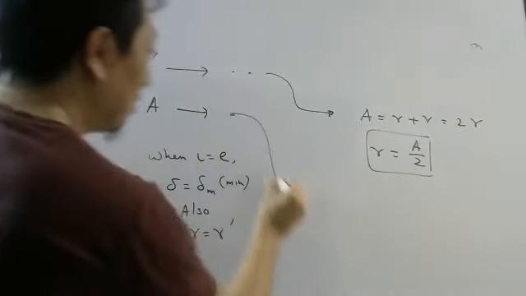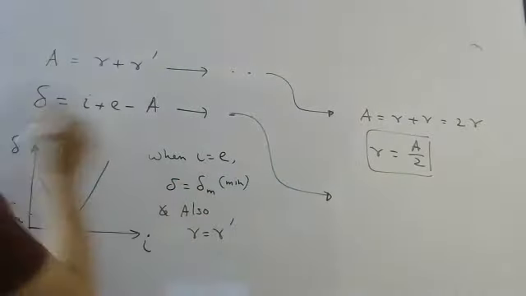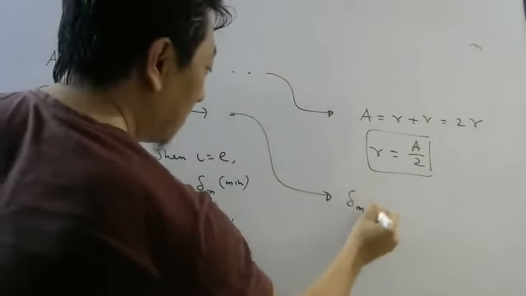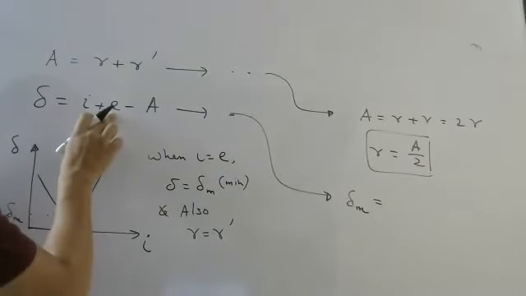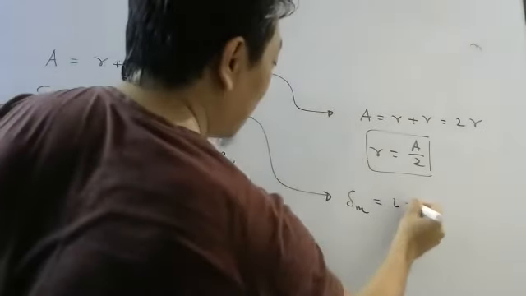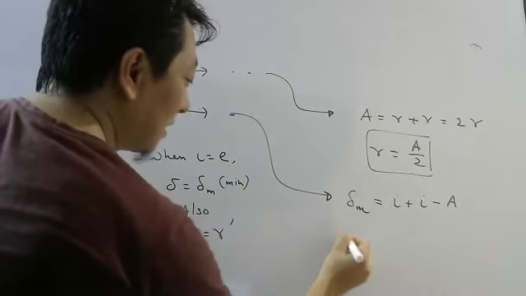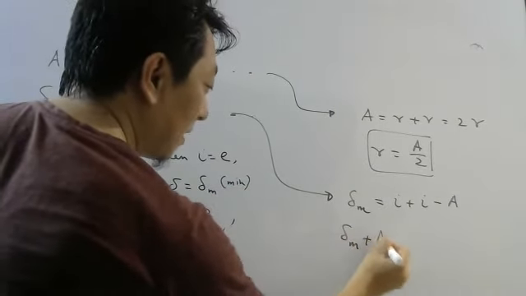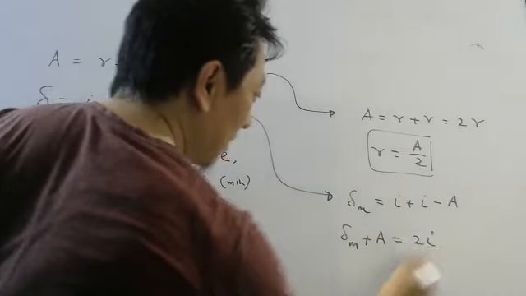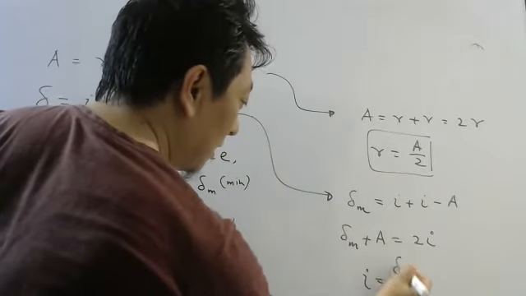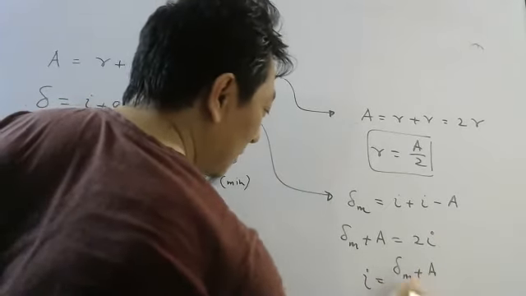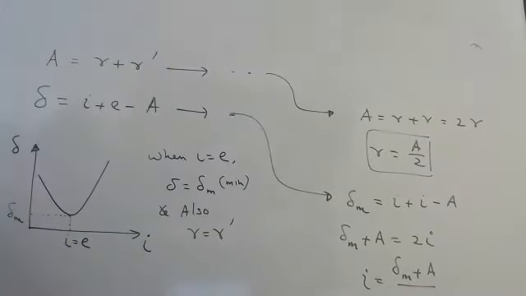Then the second equation will become what? Deviation will be minimum when I and E are equal. So I plus I minus A. Minus A you bring this side. I plus I will be 2I. So I will be what? Minimum deviation plus A divided by 2.